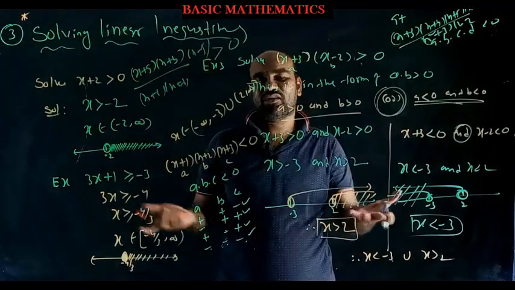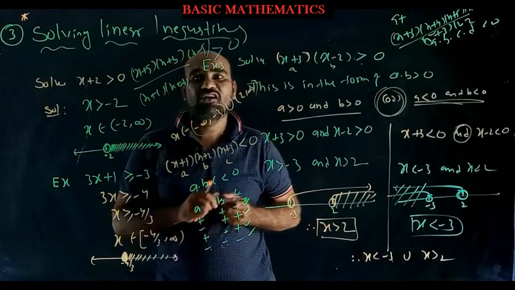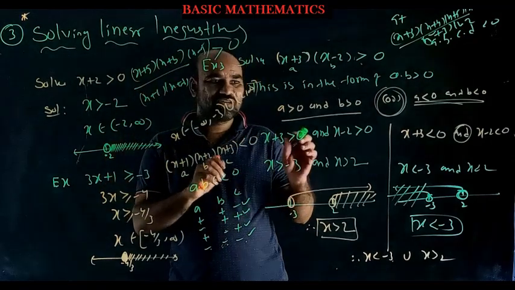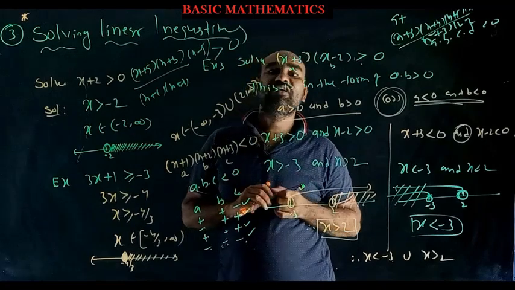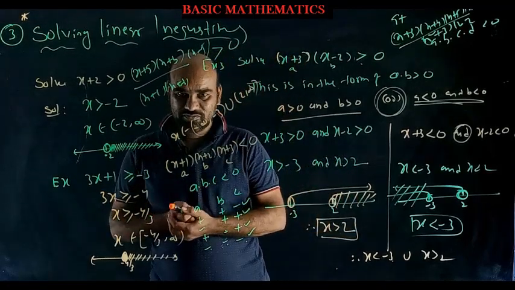We can solve it, but it is very difficult. So we have another alternate method to solve such inequalities, and by using that method you can solve the problems directly. That method is called the wavy curve method or sign scheme method. I want to explain that now.